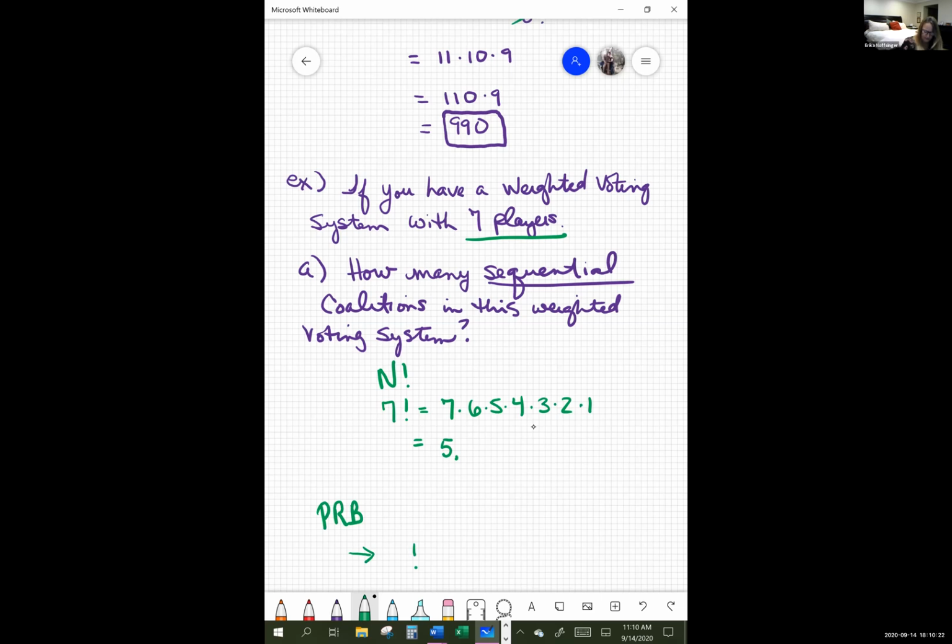It was giving me scientific notation. It was saying 5.040, I believe, times 10 to the third power. My calculator setting was that. That 10 to the third tells me to move this number over 3 spots. So this is 5,040. So if I had 7 players and I wanted to write all the different coalitions out, I'd have to write out 5,040 different ones. Number of sequential coalitions.